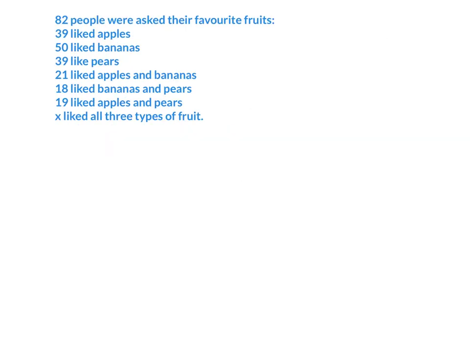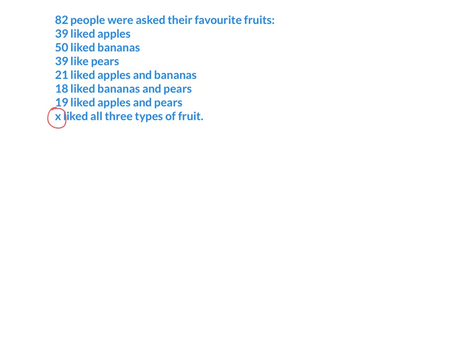Alright guys, so this example is slightly trickier. When you read through all the information, you'll notice pretty quickly that there is an X value there that we haven't seen before. Don't panic, we're going to attempt it the exact same way as we've done it before. We just need to take that into consideration as we're going through it. So when you read through it, you'll see you've got 82 people being asked about their favourite fruits, and we're being given apples, bananas and pears.